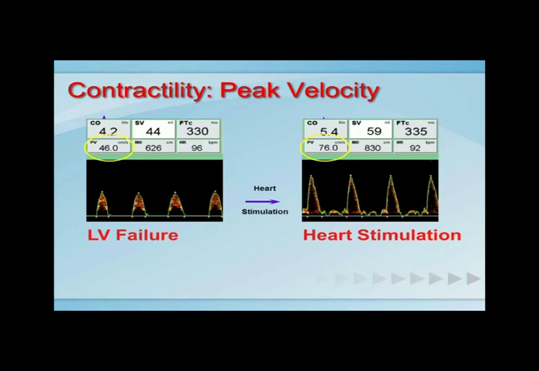These are examples of changes in contractility as represented by the peak velocity. An example of a low peak velocity, as represented in left ventricular failure on screen left, shows a peak velocity of 46. With the addition of inotropes, an improvement in the peak velocity is shown on screen right, showing a peak velocity of 76 centimeters per second.